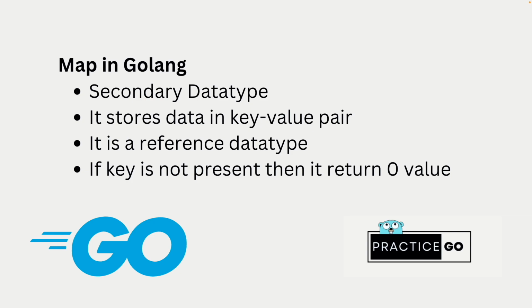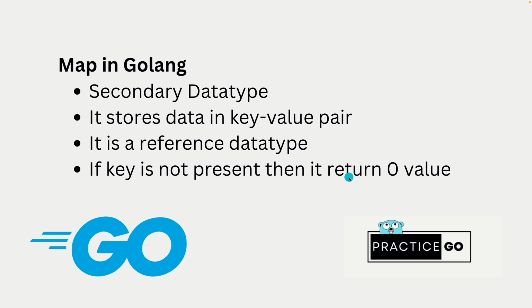Whenever you are passing a map from function 1 to function 2, it will pass by reference, not by value. So if you change anything in function 2, it will reflect in function 1 also. This is a very important point. Many people ask this particular question in interviews. They will give you some code snippet and ask what will be the output. So keep it in mind, map is a reference data type. Then, if a key is not present, it will return the zero value.